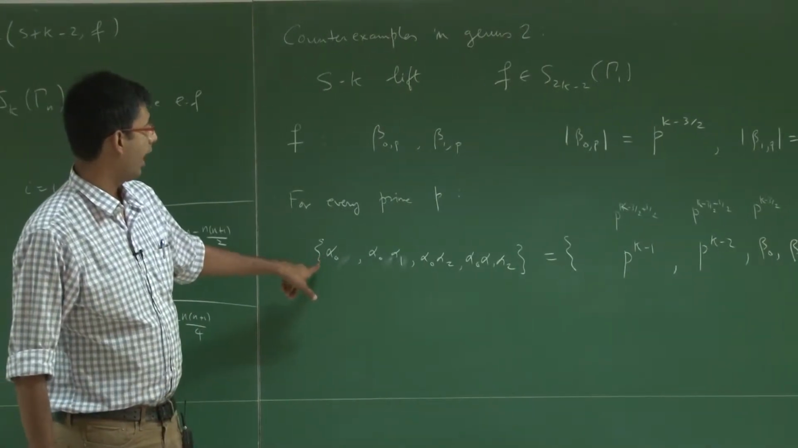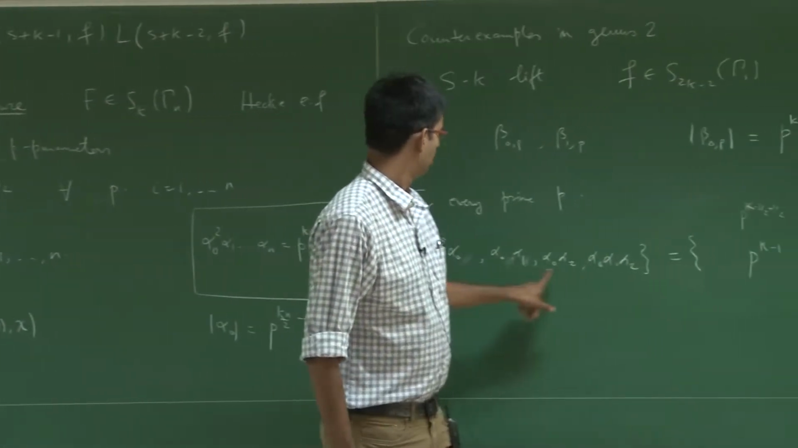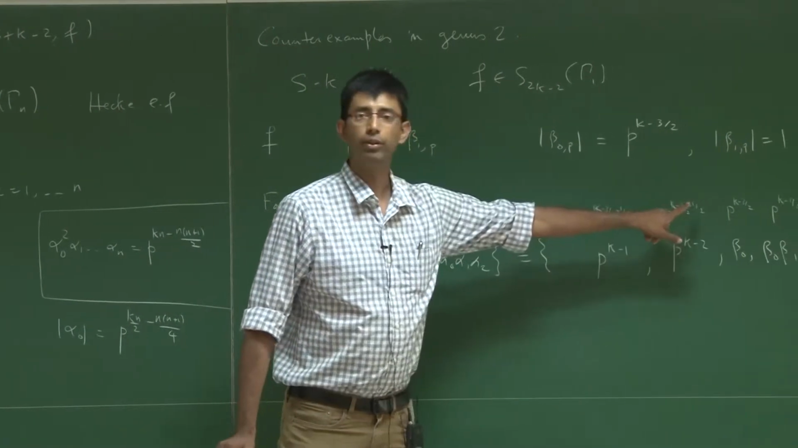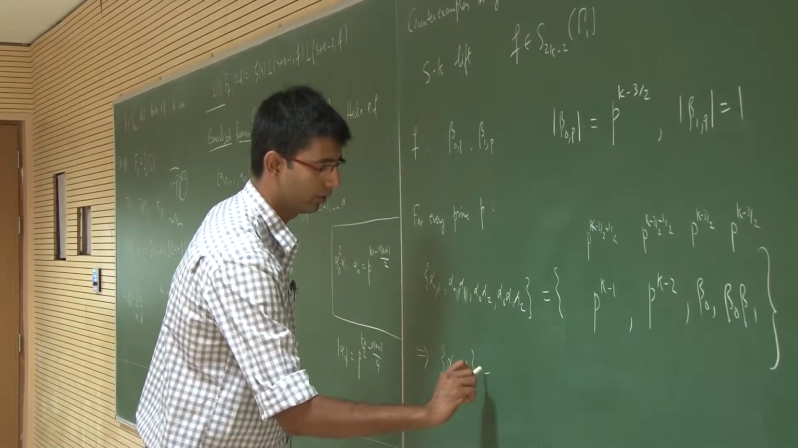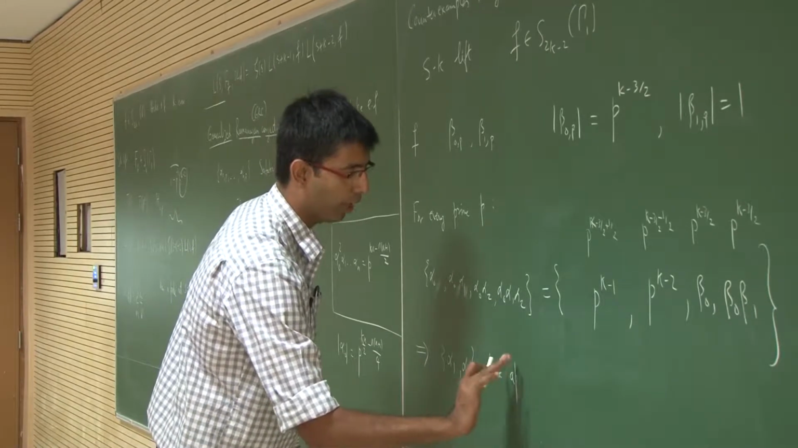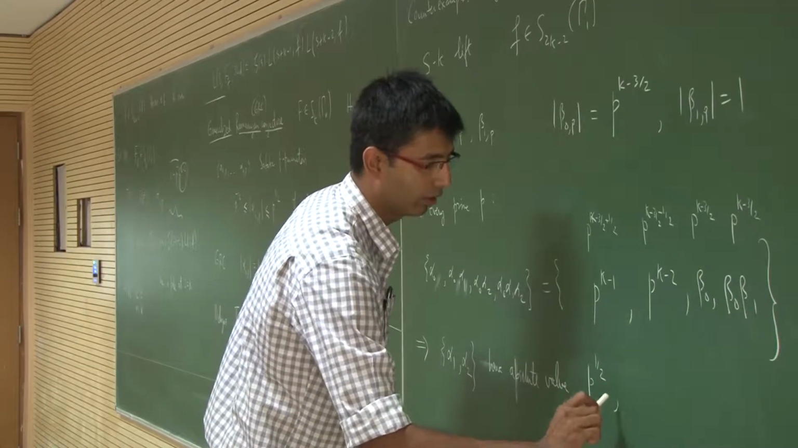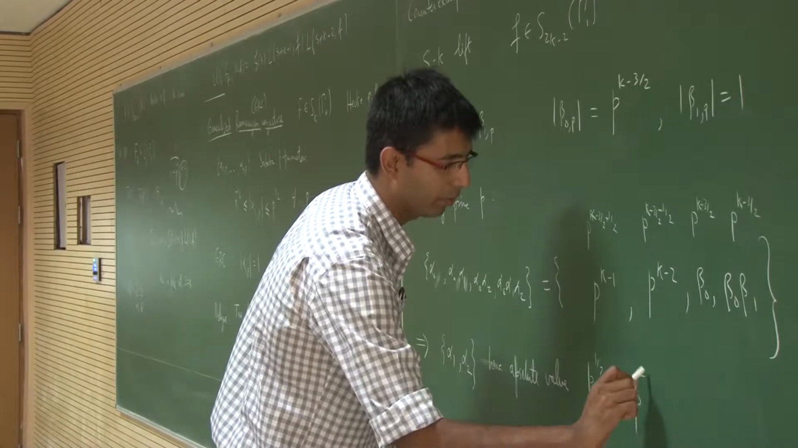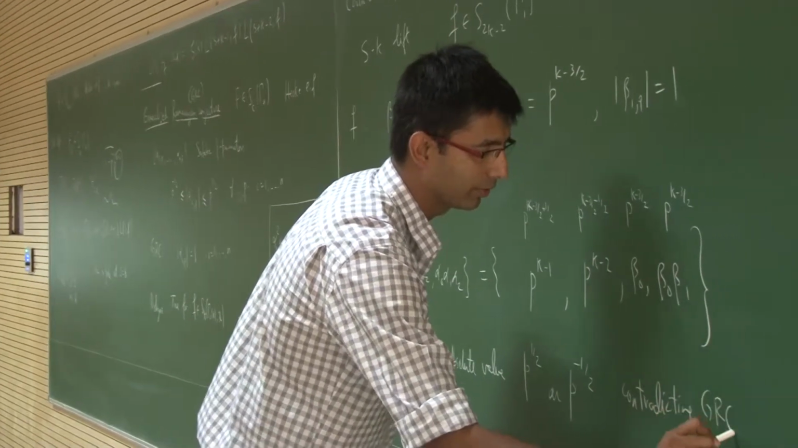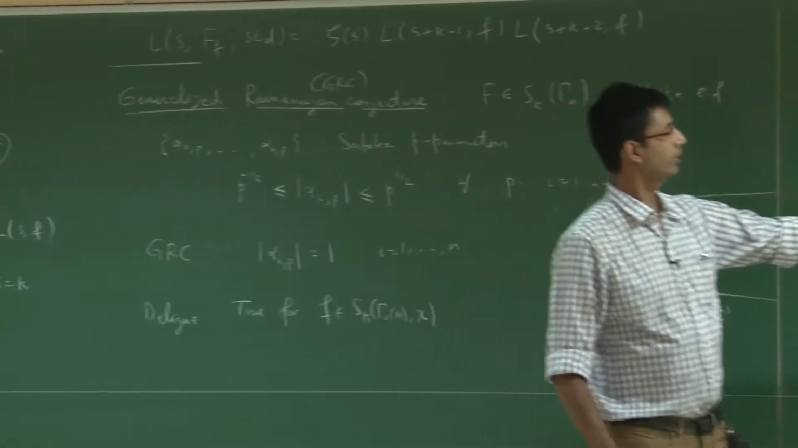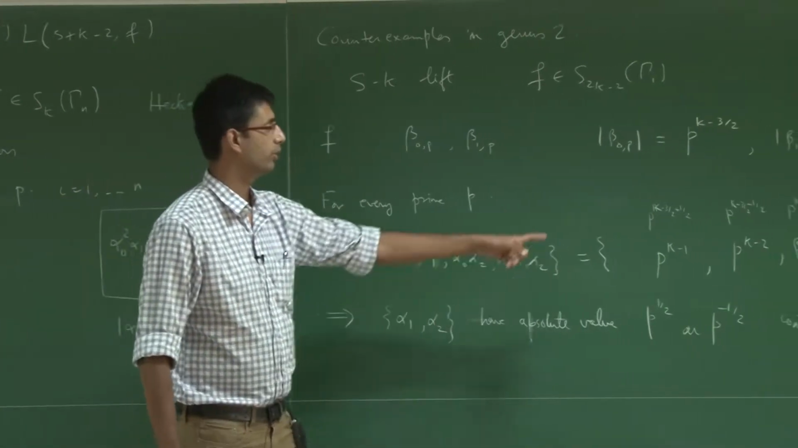And so, what is going to happen is alpha 0 you expect to have absolute value k minus 3 by 2, and so alpha 1 alpha 2 ends up getting p to the half and p to the minus half. This implies they have absolute value p to the half or p to the minus half, contradicting GRC. It will require a little bit of thinking, but the main idea is that the p to the k minus 3 by 2 is what alpha 0 gets you. You try to divide one by the other, and what you get is what we are looking at.